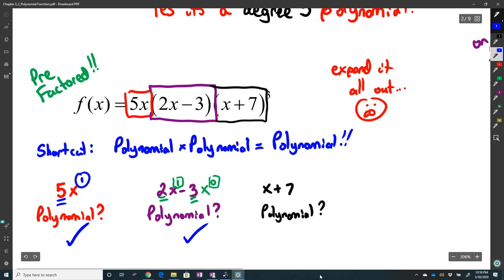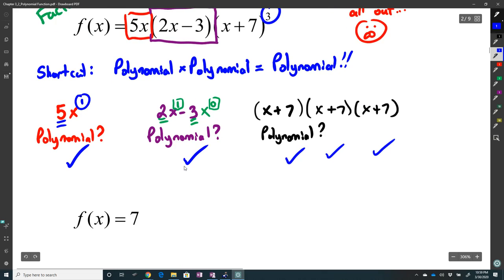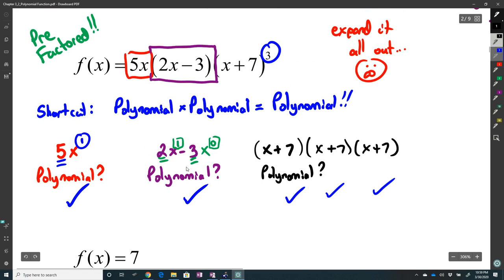I'll use the blue. So we have a polynomial times a polynomial, and then this is still a polynomial 3 times. That's a polynomial times a polynomial times a polynomial because it's to the third. But that's still a polynomial. So x plus 7, x plus 7, x plus 7. Well, if the first one's a polynomial, then the other two are polynomials. Right? So, looking at that, we can see that this is a polynomial, because everything is a polynomial. Polynomial times a polynomial times a polynomial is a polynomial.